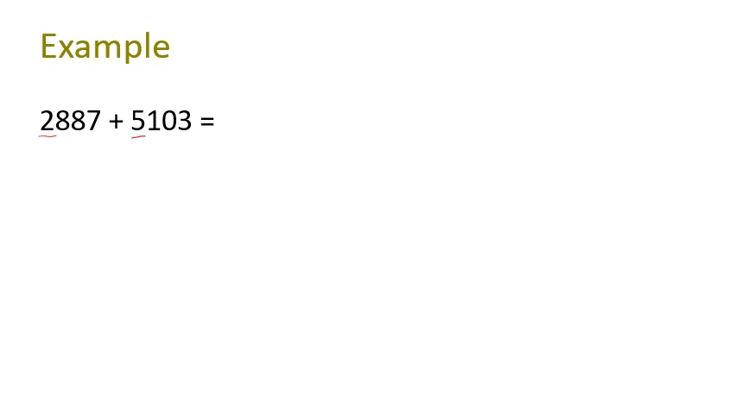Last one here, I'm going to round to the nearest 1,000. So I look at the number to the right, and this is going to round up to 3,000, and this is going to round down to 5,000. Oops. So my approximate answer is 8,000, and if I put it in the calculator, my actual answer, 7,990.